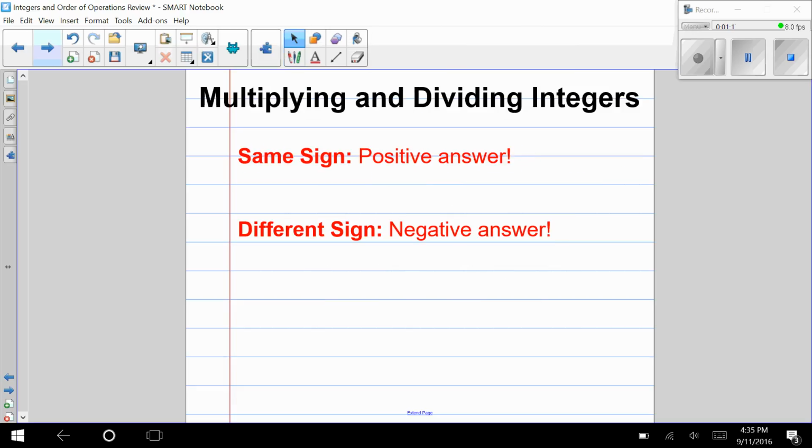For multiplying and dividing integers, if the integers have the same sign, so either both are negative or both are positive, your answer is always positive. For multiplying and dividing, if they have different signs, so one is negative and one is positive, the answer is always negative.